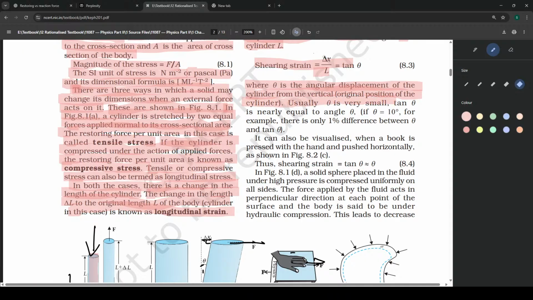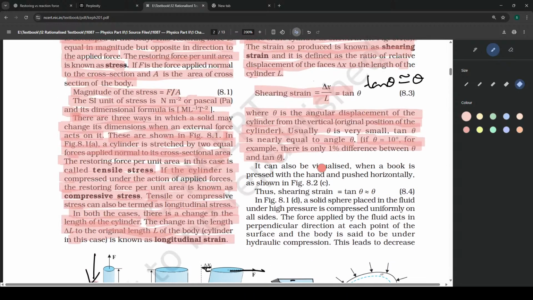Usually the angle of deformation theta is very small, and tan theta is nearly equal to theta. If theta equals 10 degrees, for example, there is only 1% difference between theta and tan theta. Basically they are saying that when theta is very small, tan theta will approximately be equal to theta. So if the angle of deformation or angle of displacement is 10 degrees, then we consider that the shearing strain is also 10. If you have noticed already, there is no unit for strain because it is length by length, and in that case the meter will get cancelled and strain will be unitless.